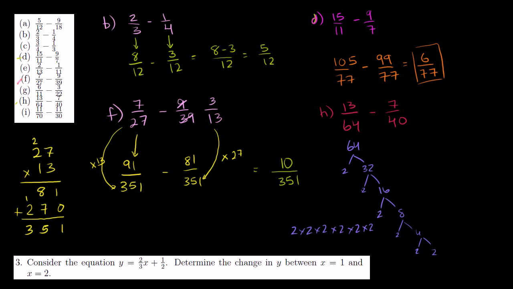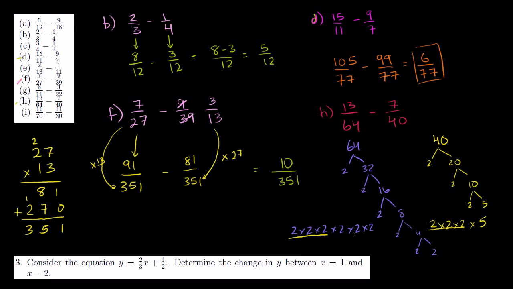That's 64. Now, 40, you do the same thing. 40, let me do that in a different color. 40 is 2 times 20, which is 2 times 10, which is 2 times 5. So 40 is 2 times 2 times 2 times 5. This is the prime factorization of 40. Now, if we compare the two, this 2 times 2 times 2, this is inside of 64.